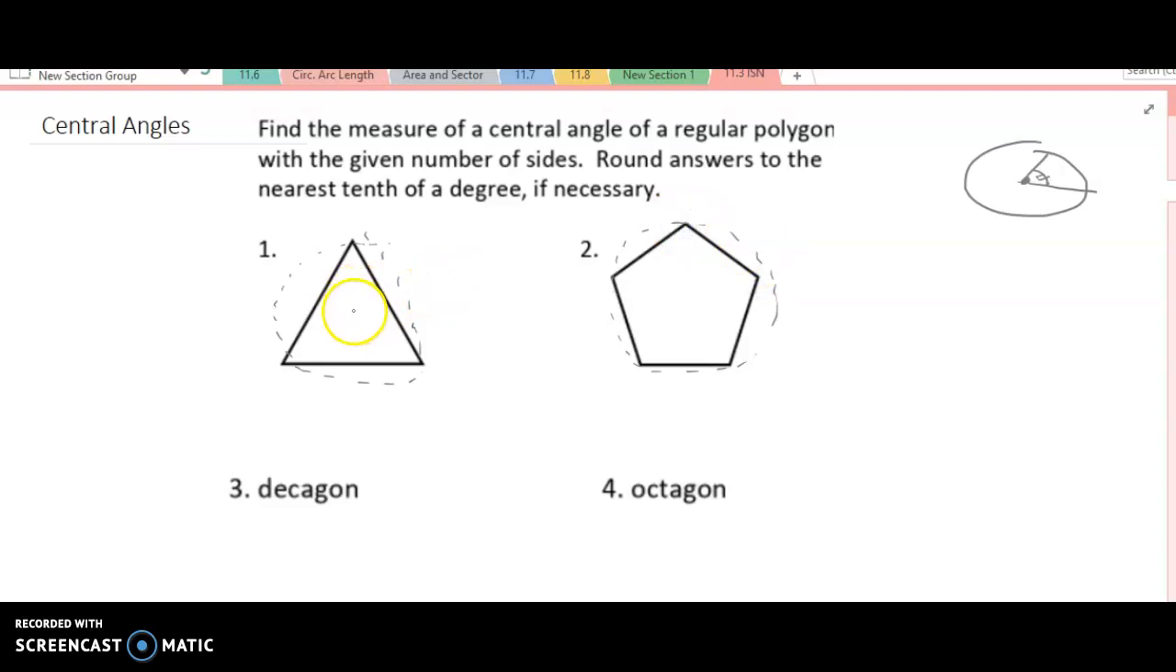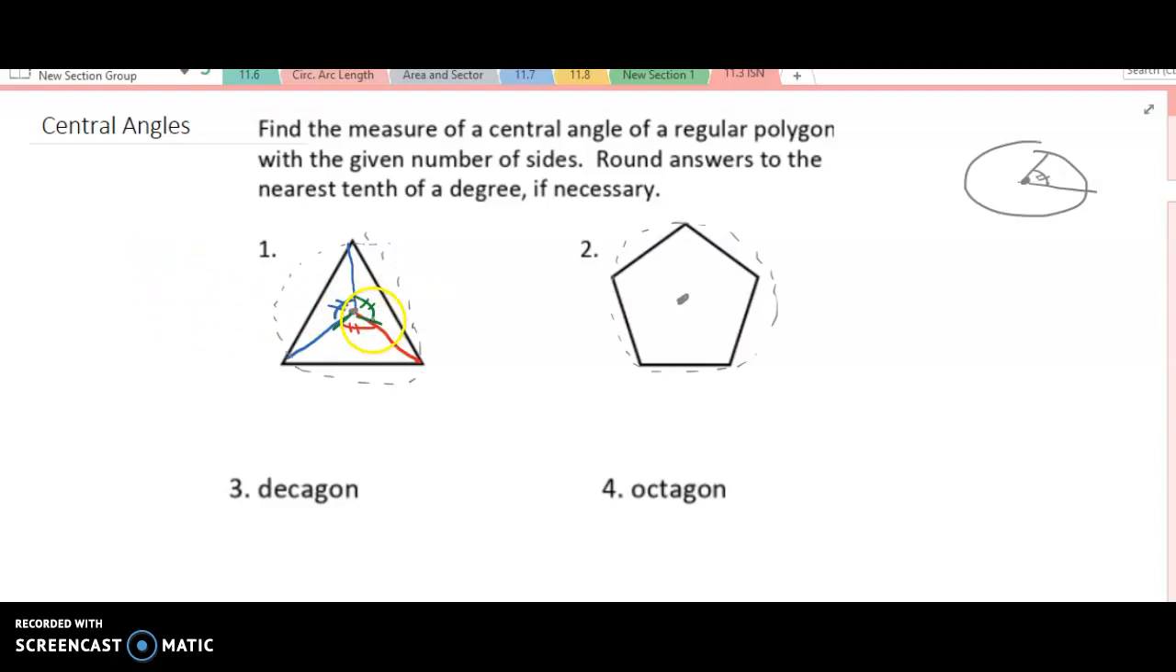If we draw the center of that circle, somewhere like that, and I drew from the center to each vertex, this would be a central angle. If I drew from the center to this vertex, this would be a central angle, and then also this would be a central angle. I want to find the measure of one of these angles. Well, the good thing is they're all the same.